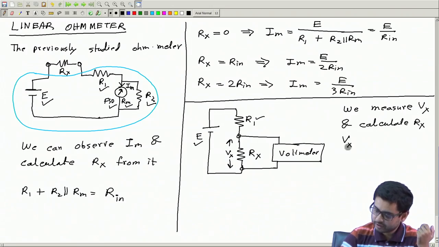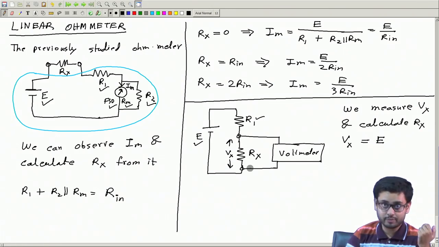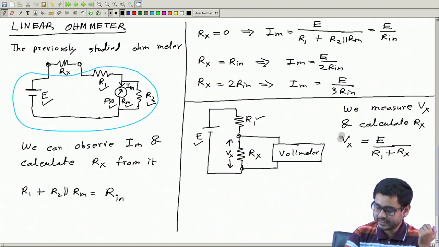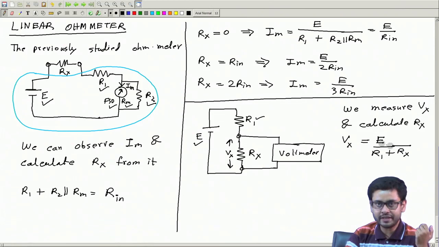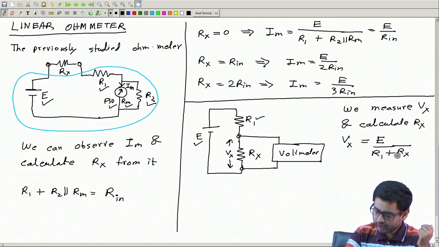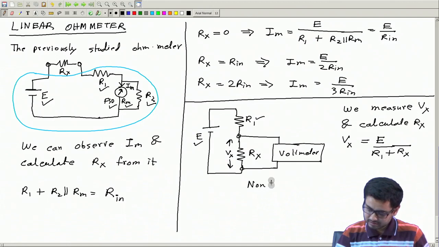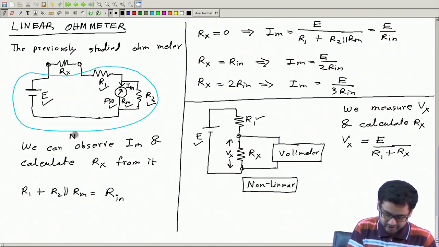So, what can I write? Vx is nothing but, by the potential divider rule, E times Rx divided by R1 plus Rx. So you see, this is the reading, this is the output, and this is the unknown quantity. These two are not linear. So this circuit is non-linear. There could be many different circuits, and this is also non-linear.